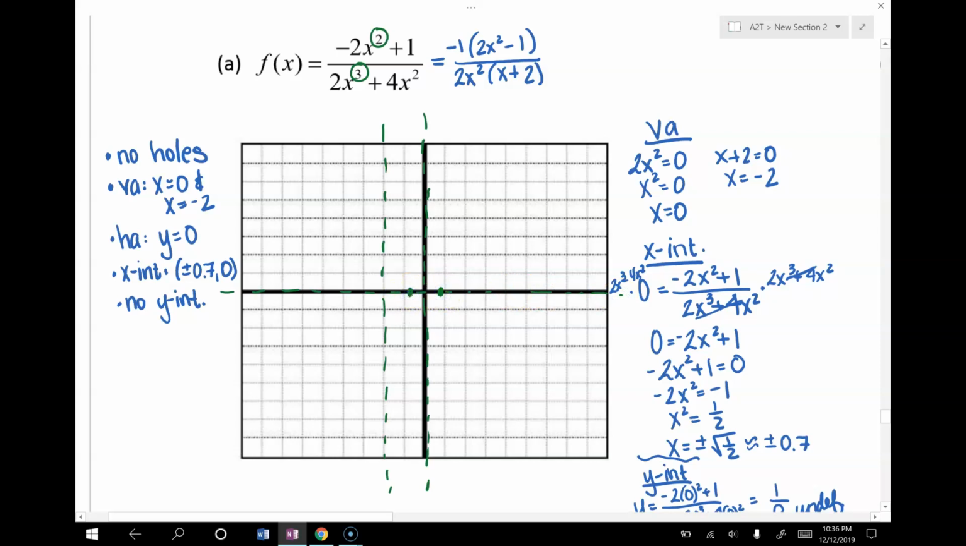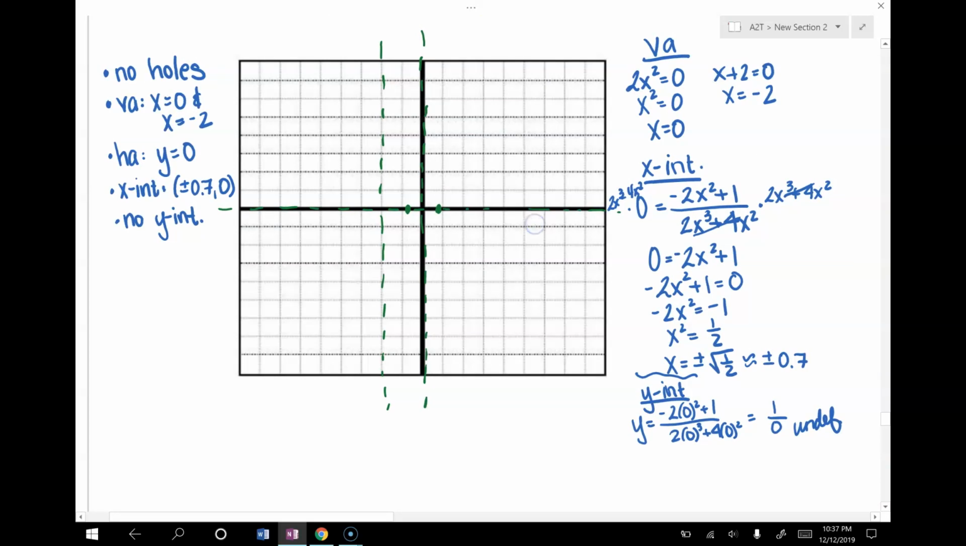Now wait a second, there are x-intercepts on our horizontal asymptote. That is actually 100% okay. The only non-removable discontinuity is the vertical asymptote. So yeah, we can actually have a point on our horizontal asymptote. What's the purpose of the horizontal? The end behavior. It's not making our function undefined, it is guiding the end behavior.